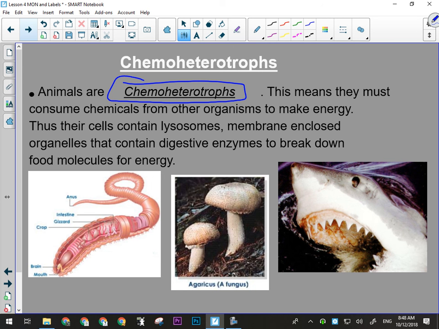Chemo meaning chemical, hetero meaning other, troph meaning feeder. You are a chemical other feeder. You need other organisms to feed you. Okay, so examples of that.